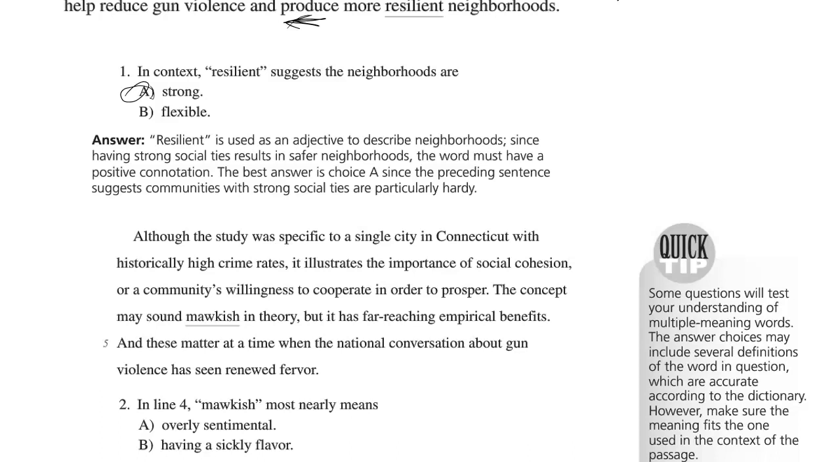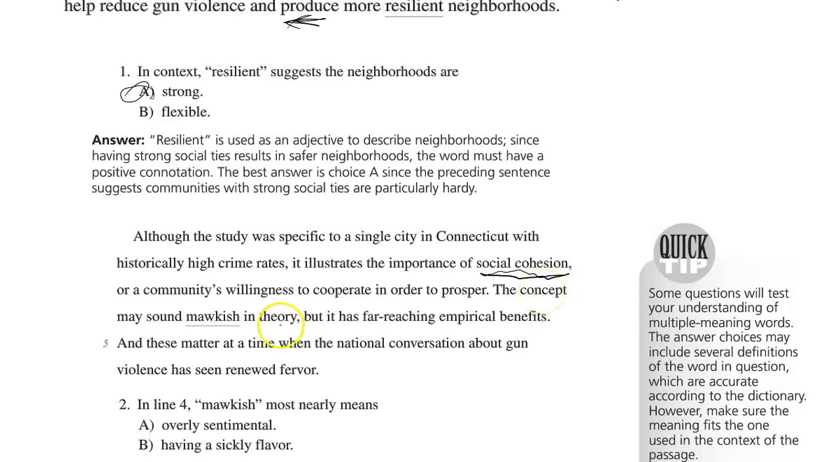Although the study was specific to a single city in Connecticut with historically high crime rates, it illustrates the importance of social cohesion, or a community's willingness to cooperate in order to prosper. Notice here, this is not underlined, but I just want to point this out. Social cohesion, they are telling you what social cohesion is with this positive phrase, or a community's willingness to cooperate in order to prosper. That is what social cohesion is. So that's a good place to point out that sometimes they're telling you what that word or phrase means in the passage.